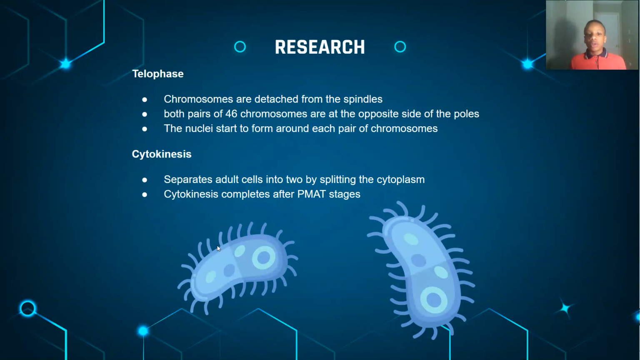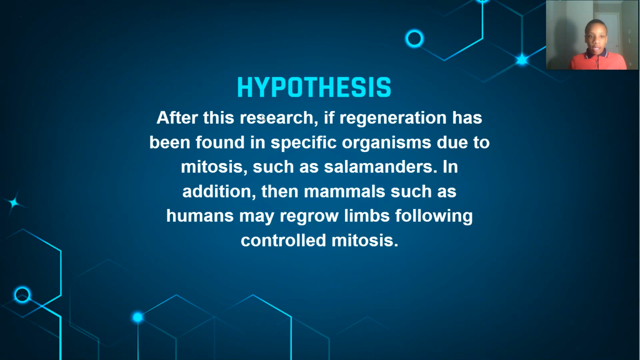So now we have two nuclei in one cell. But cytokinesis then splits the cytoplasm, which is kind of like the in between of the two nuclei. And then cytokinesis completes after PMAT stages are done. With all this information, if regeneration has been found in specific organisms as a result of mitosis, such as salamanders, then mammals, including humans, may regrow limbs following controlled mitosis.